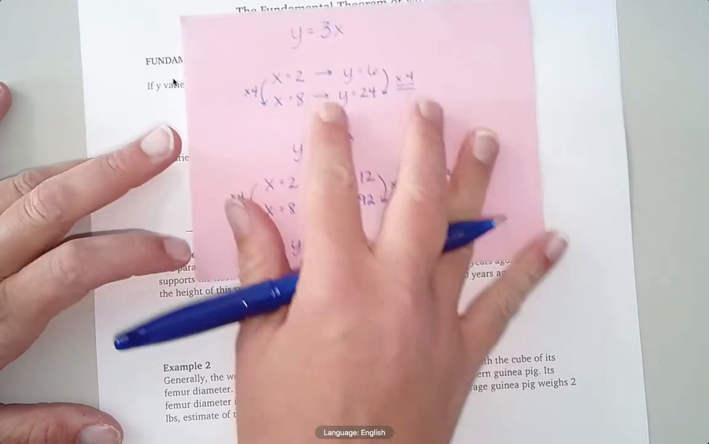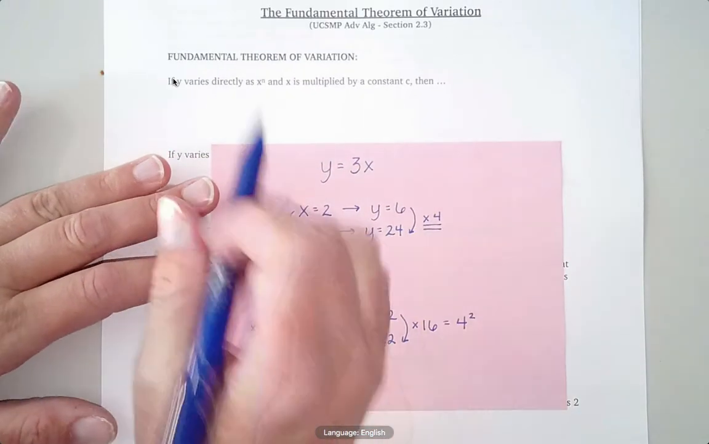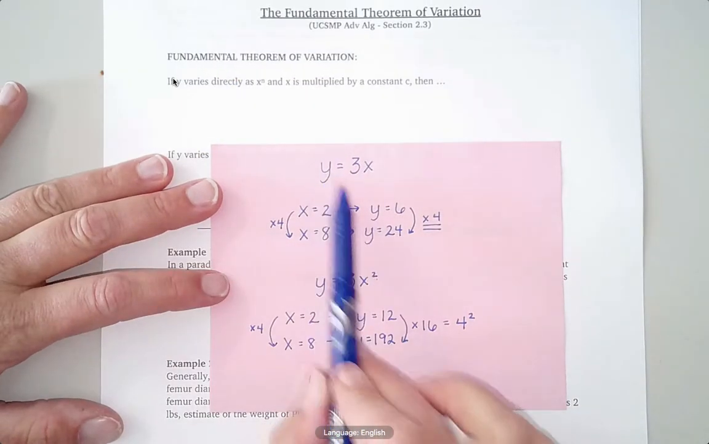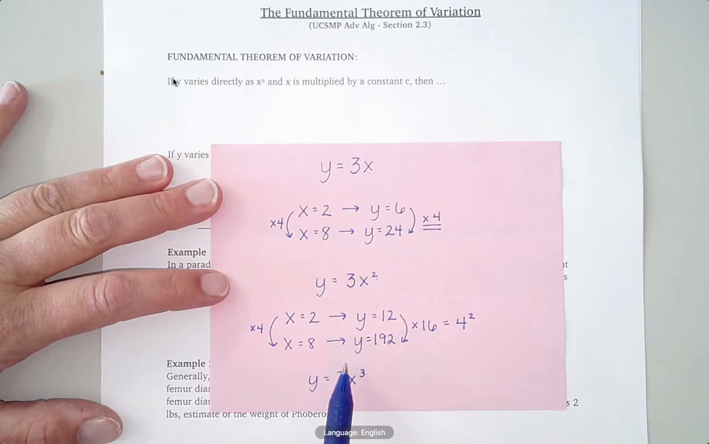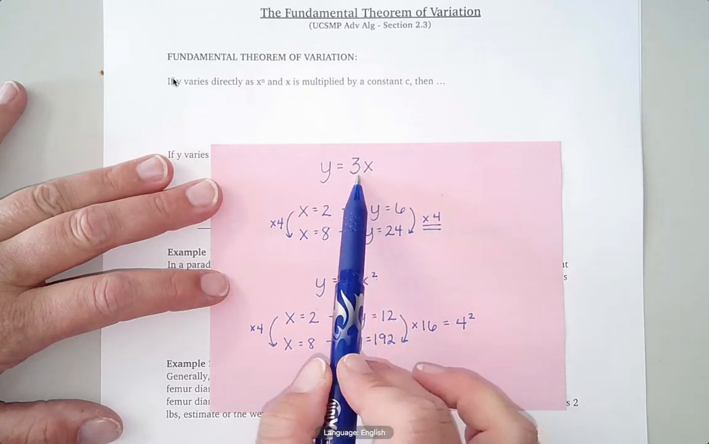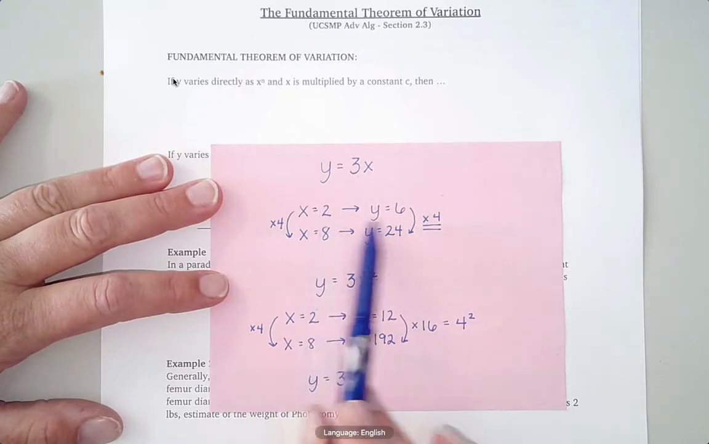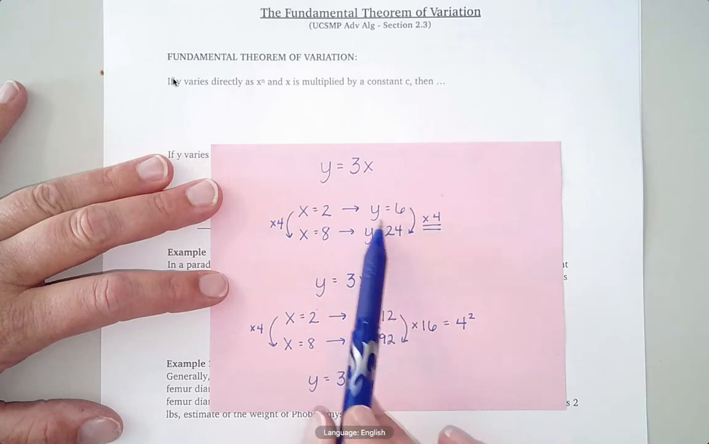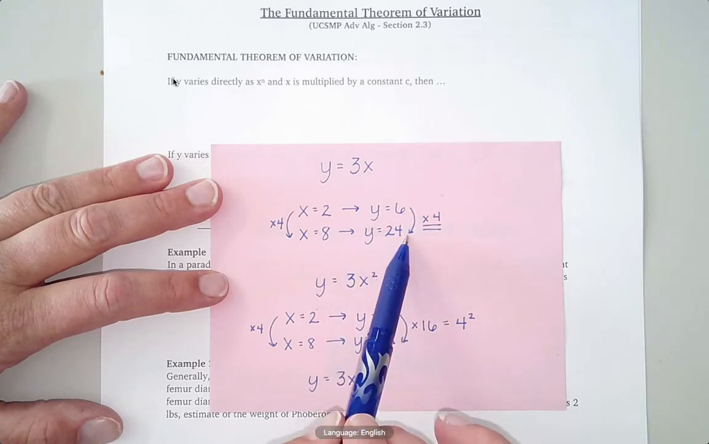So let's write that down in mathy language. If y varies directly as x to the n, so that's what we did here. All of these examples we did were y varies directly as x to the n. By the way, notice this k value didn't matter to us at all. I could have put a different k value in here. That would have changed my y values, but this relationship would have stayed the same.